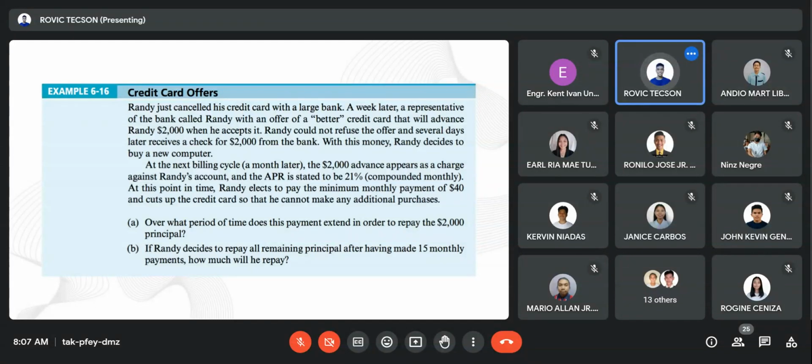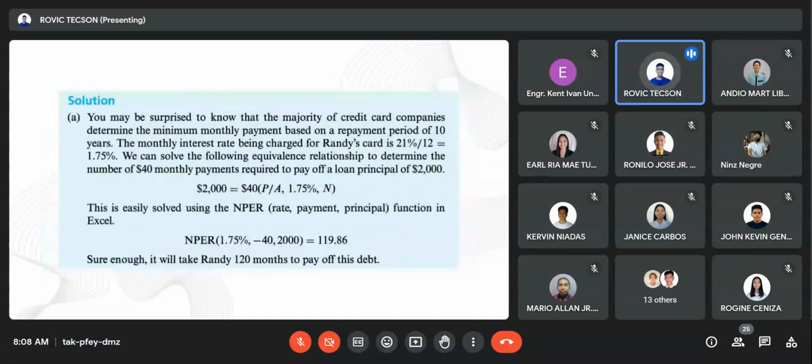So, dati duha ka question. Over what period of time does this payment extend in order to repay the $2,000 principal? Next is, if Randy decides to repay all remaining principal after having made 15 monthly payments, how much will he repay? So this is the solution.